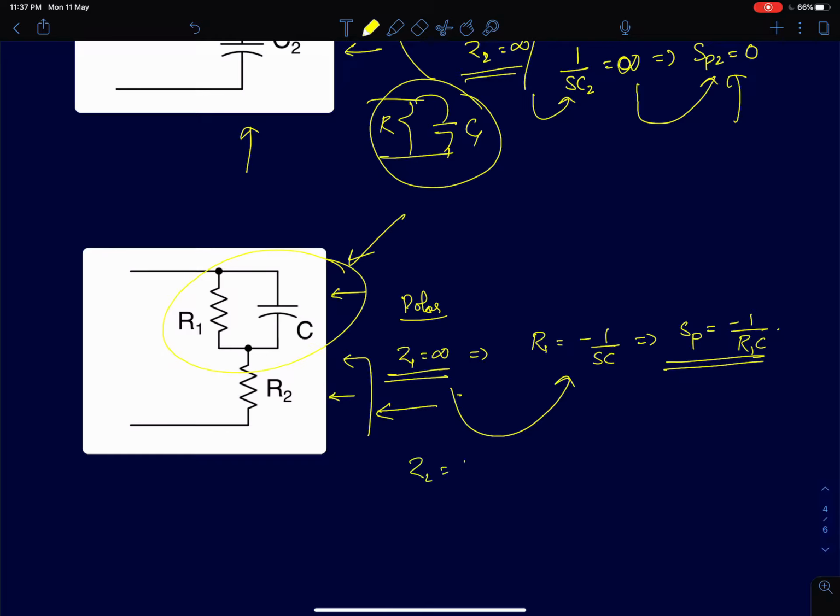Now the second condition, Z2 equal to infinity, will never happen, because R2 is always fixed. So I can't use this condition. So this circuit has only one pole. The general rule of thumb is that if you have n capacitors in the circuit, it will have a maximum of n poles, and it can also have fewer than n zeros.